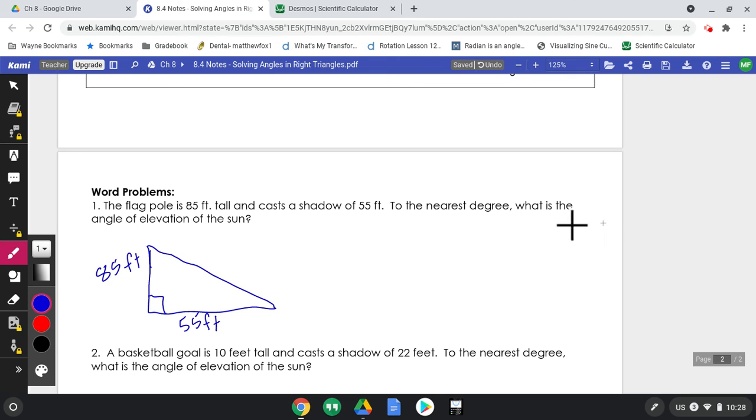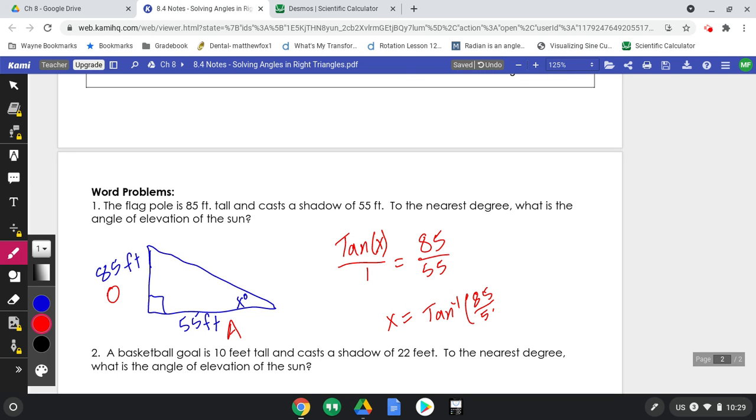Now it says, what is the angle of elevation of the sun? So angle of elevation means above horizontal. Right here, X degrees, I don't know what that is. So we need a label. This would be adjacent. This would be opposite. Now all we have to do, O and A, that's TOA or tangent. So the tangent of X, I'll put that over 1, equals O over A. So TOA, 85 divided by 55. So now our value of X will just equal the inverse tan of 85 divided by 55.